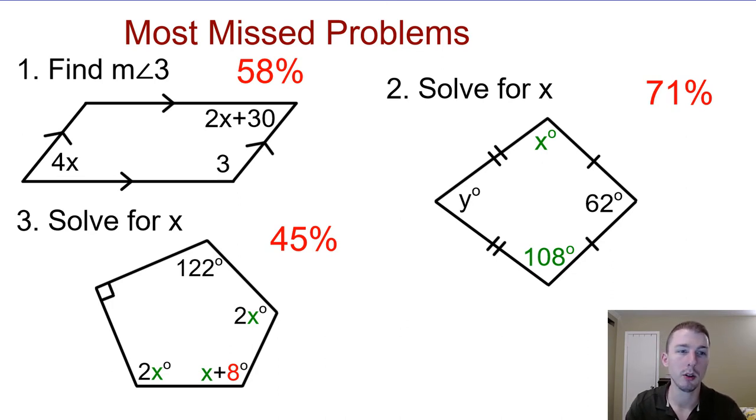But before we do that, we need to go over some of the most missed problems I saw from the test. So these are the top 3 most missed problems. You can see the percent of people that missed them, so 58, 71, and 45%. And whenever I show you what you're doing wrong, you're going to feel pretty silly.